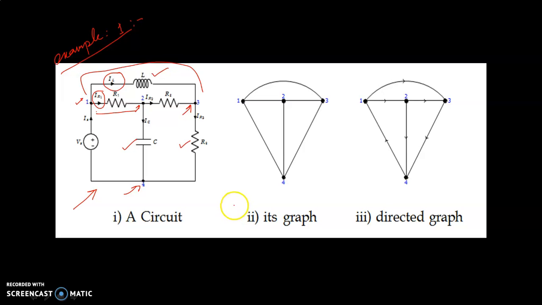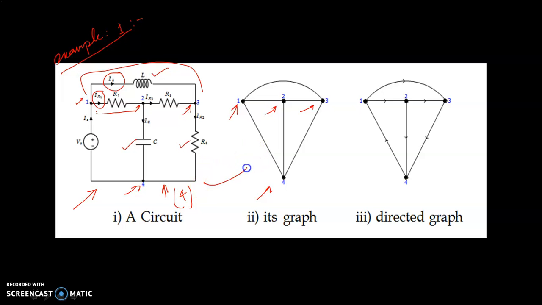Now, when we draw its graph, what we do basically, first of all, we draw all the nodes given in the circuit. There are 4 nodes, so we have drawn 4 nodes: node 1, node 2, node 3 and node 4. Node 4 is your reference node. It is clearly visible here. What we are going to do, we are just connecting all the nodes with a path. That will be your graph.